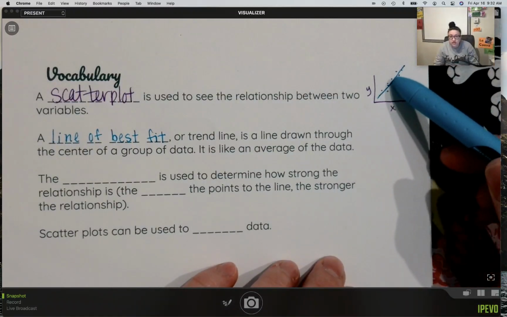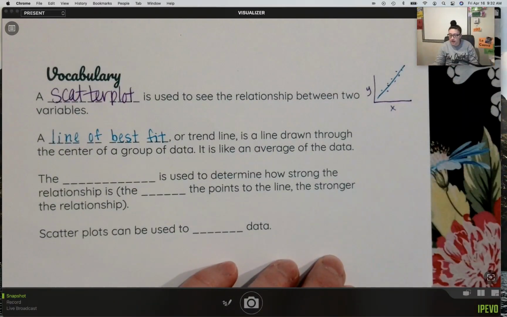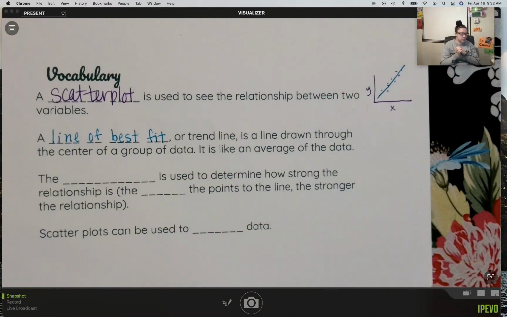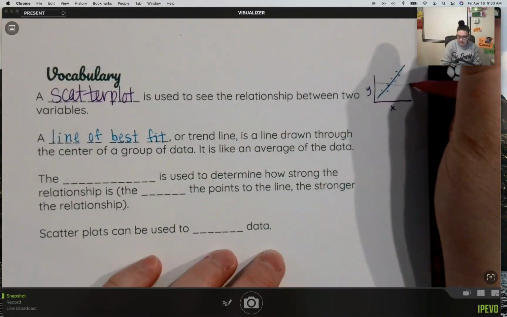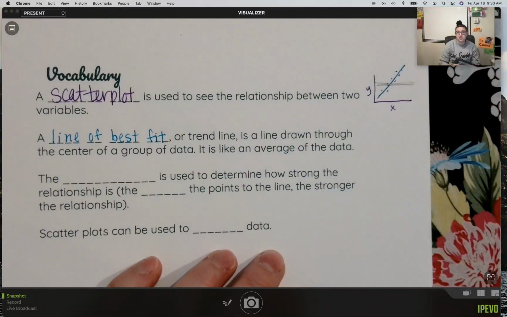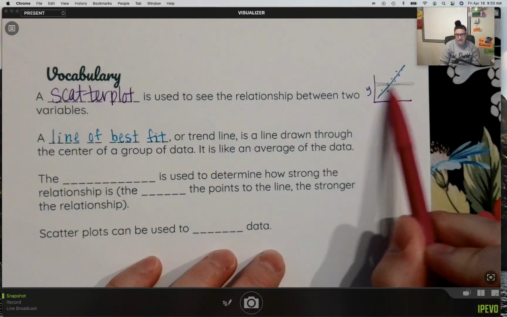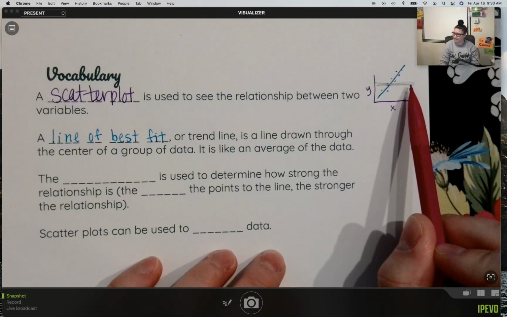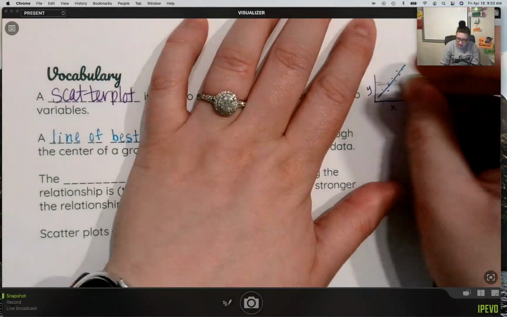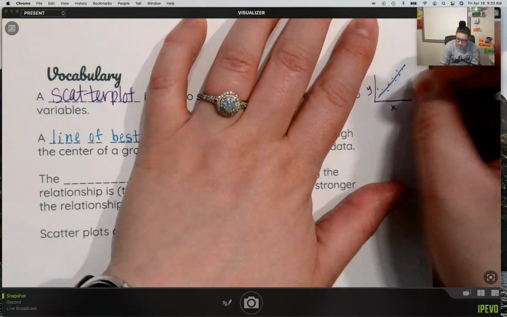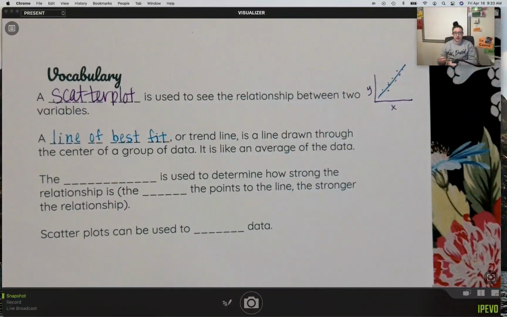All those dots are really, really close to that line. That's how I know it's through the middle. That's how I know it's my line of best fit. If I drew a line like this, that's through the middle, but are those dots close to that line? No. The line of best fit should be as close to touching all of those points as possible.